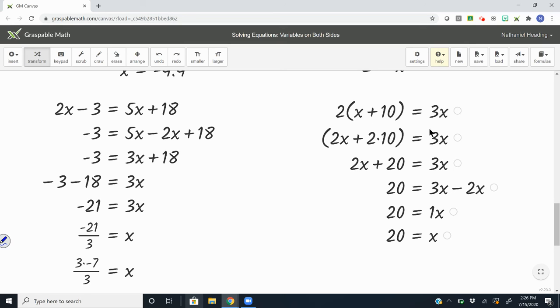So that's our tutorial on how to solve multi-step equations using Graspable Math.